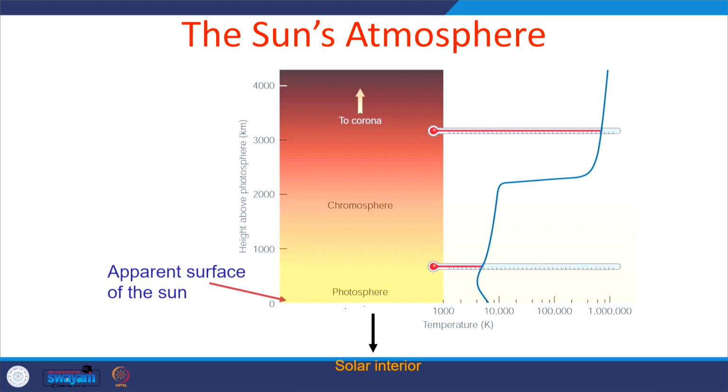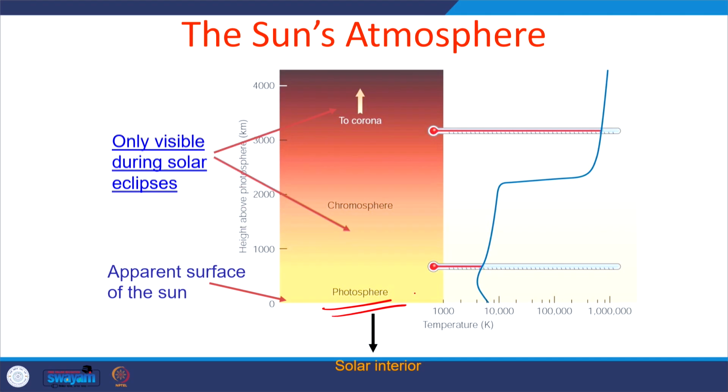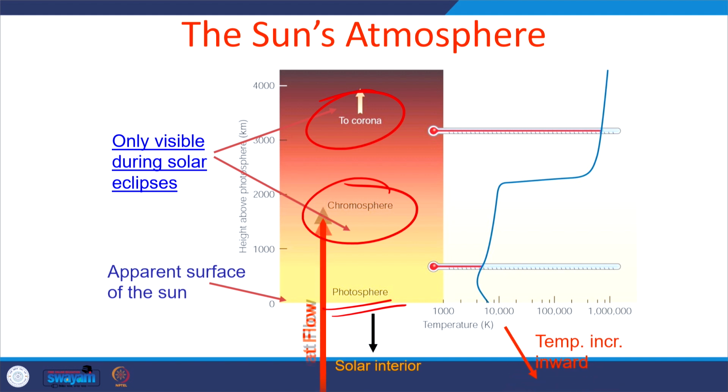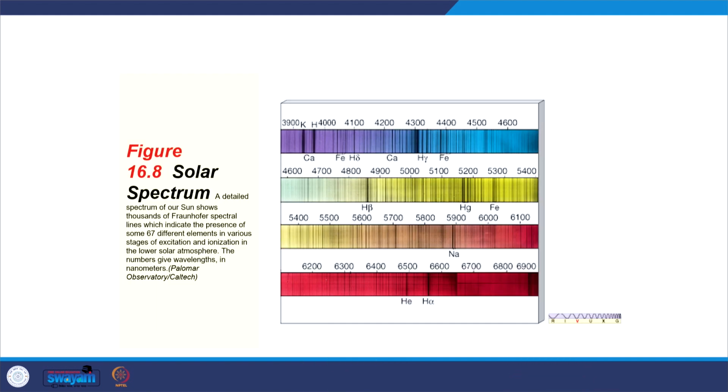Right. So, this is the apparent surface of the sun, which is the photosphere, and then we have the chromosphere and the corona, which are visible only during the solar eclipse, like I already told you, right? And the temperature of the corona is immense in comparison to the temperature of the photosphere, right? So, heat flow is in this direction, right? Then, how do we know so much about the atmosphere of the sun?